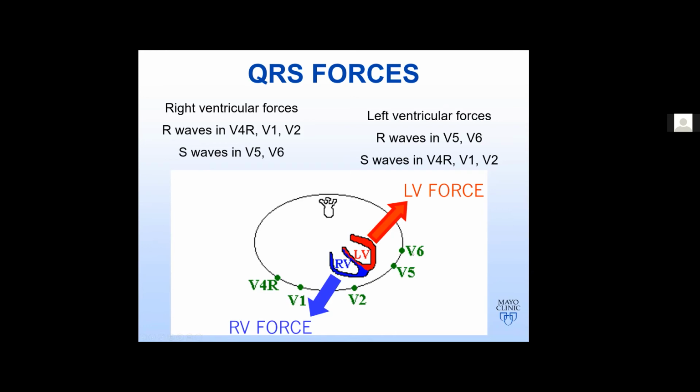And the opposite is true for V6, since it starts in the septum and moves in this direction, moving towards V6. So the R wave in V6 is the left ventricular force, and the S wave in V1 is the left ventricular force. So if you can remember that the R wave in V1 is the right ventricular force, fantastic. If you can't, you can think about where the heart's positioned in the chest and which way the forces are moving, and that will give you the answer.